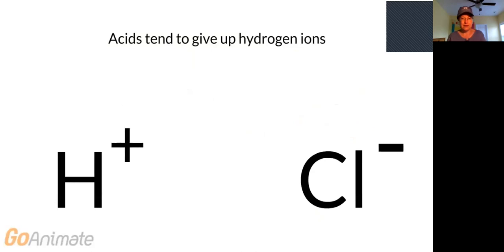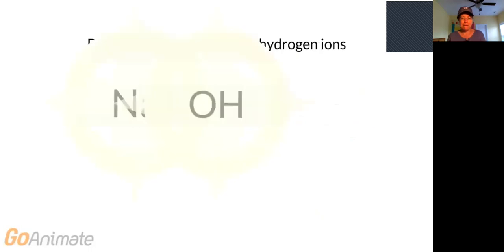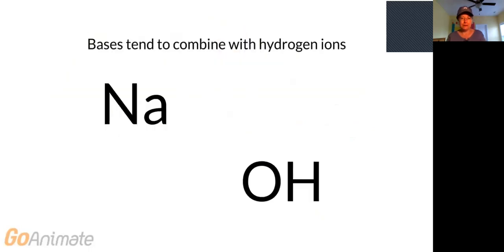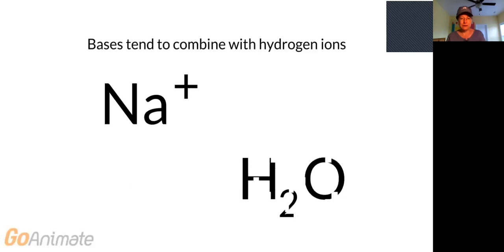As a solution's hydrogen ion concentration increases, its pH goes down, making the solution more acidic. Bases tend to combine with hydrogen ions, neutralizing them to form water. For example, sodium hydroxide dissociates into sodium and hydroxyl groups. The hydroxyl ion combines with the hydrogen ion, neutralizing it. As a solution's hydrogen ion concentration decreases, its pH goes up, making the solution more alkaline.